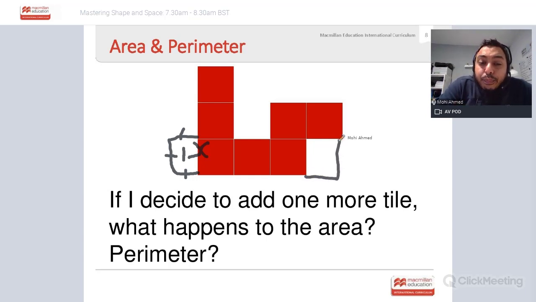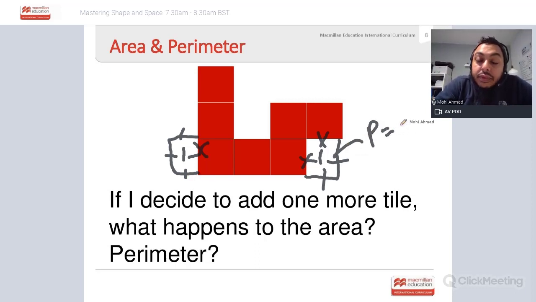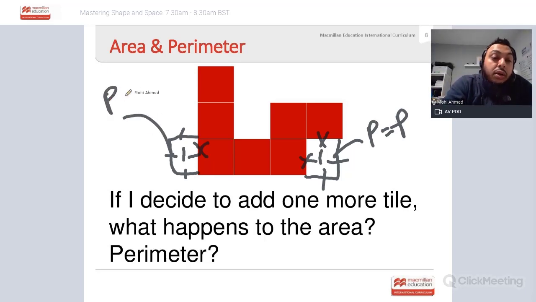And if I put a square there, then I would lose 2 lengths for my perimeter, but then I would gain 2 lengths as well. So that means if I put that there, I would gain 1 for the area, as we would wherever we put the square. But in this case, the perimeter stays the same. Perimeter equals the previous perimeter. In this one, perimeter goes up, or increases, by 2.